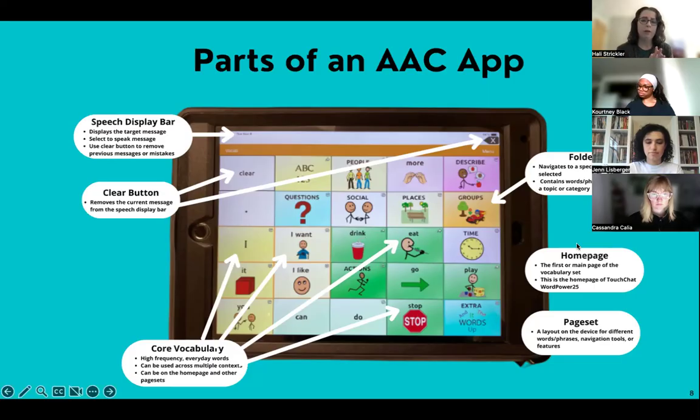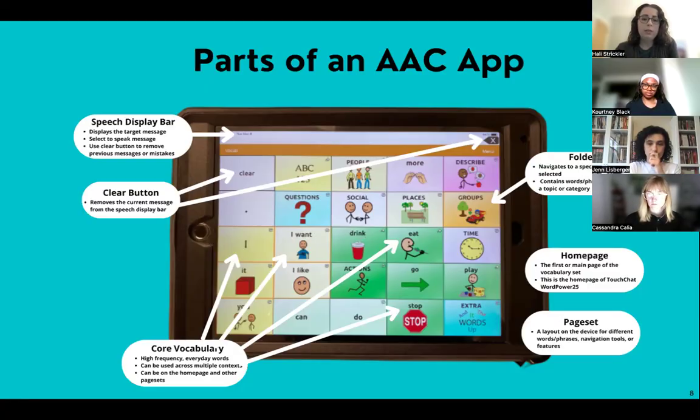Now, on this slide, we have some examples of high frequency terms we use when we talk about parts of an app. But each vendor or company that sells these products might have different terminology that they use specifically for their product. Keep in mind that these are more the umbrella terms. So when we look at this device, it's a picture of an iPad featuring the app Touch Chat, and particularly one of the Word Power vocabulary sets. You'll see that the white bar at the top of the screen is the speech display bar.